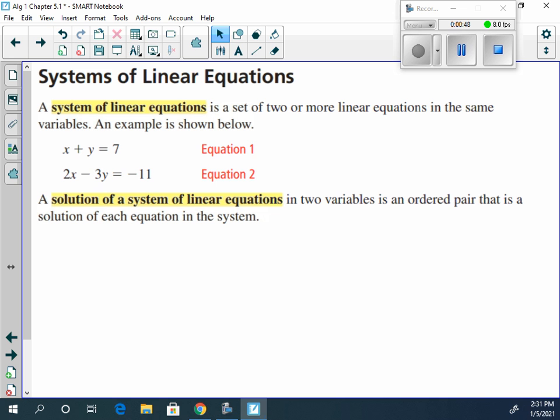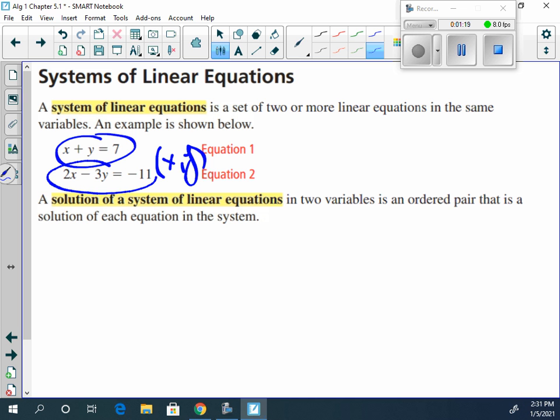A system of linear equations is a set of two or more linear equations in the same variables, as an example shown below. So we have these two here. A solution of a system of equations is an ordered pair that is a solution for each equation. So we're looking for one x and one y value that will make both equations true. That will be a solution for both. Because if it's a value of x comma y that makes both of these equations true, then it's a solution for the system. That's what we're looking for, and that's what we're going to be solving for.